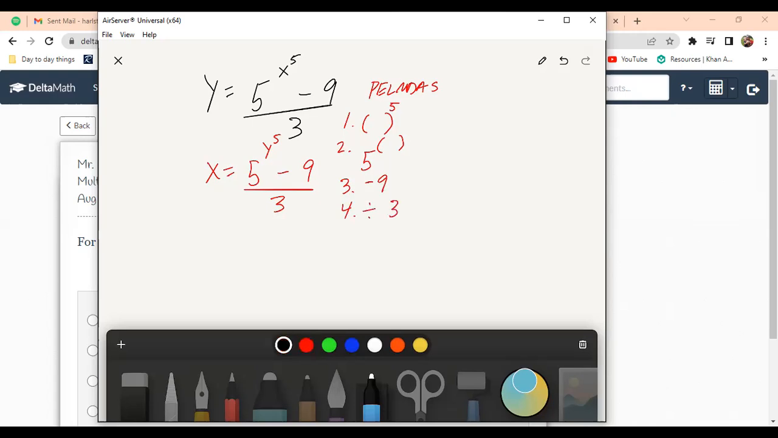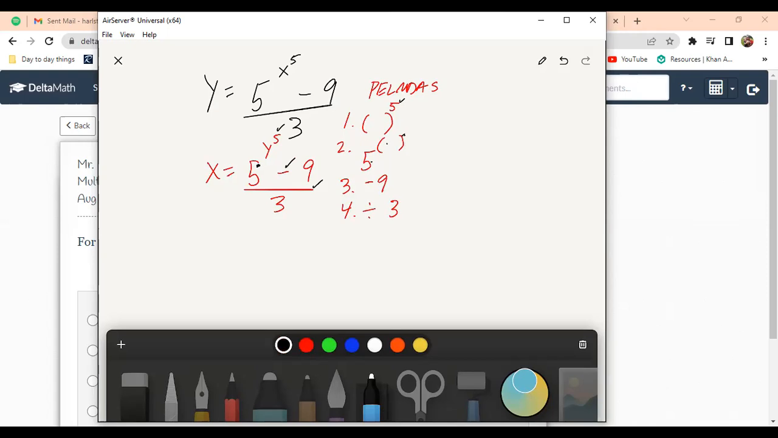Let me go back and make sure that's clear. First thing we're doing is we got y to the 5th, so we're raising it to the 5th power. The next thing that we're doing is we got this base of 5, and we got all that stuff raised up. The third thing that we're doing is we're subtracting that 9. And then the fourth thing that we're doing is dividing by 3. Okay, we're doing those 4 things.